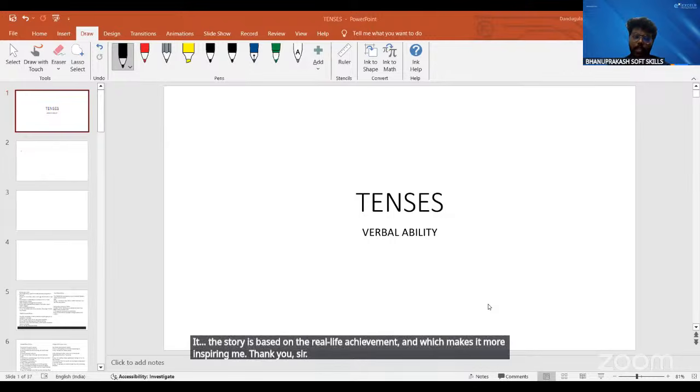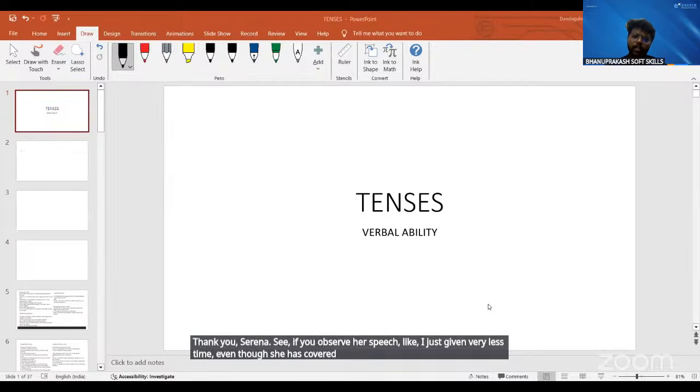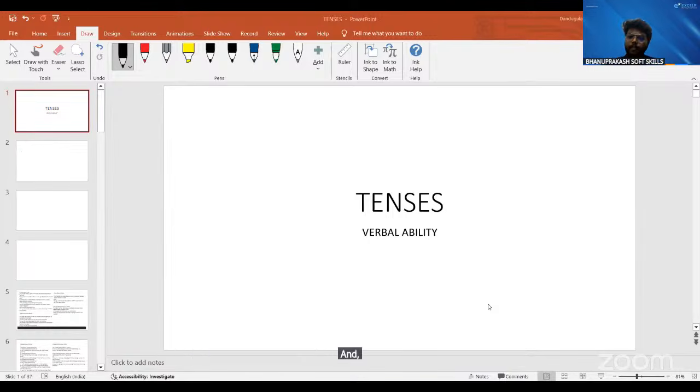See, if you observe her speech, even though I gave very less time, she has covered almost every dimension of that. She told about her favorite movie and the importance of that movie, and she even related that movie with her real life and many things. So this is how you need to speak.